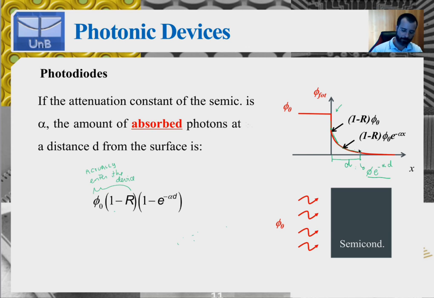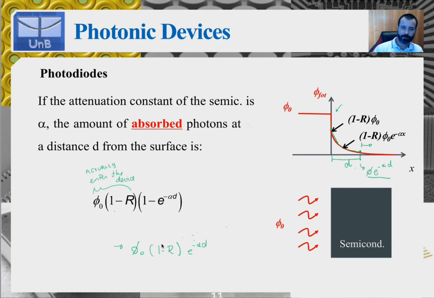If we took this quantity right here, phi naught multiplied by 1 minus r multiplied by e to the power of minus alpha d, we would actually find the photon rate which is not absorbed, which is actually propagating inside the material at a distance d from the interface.